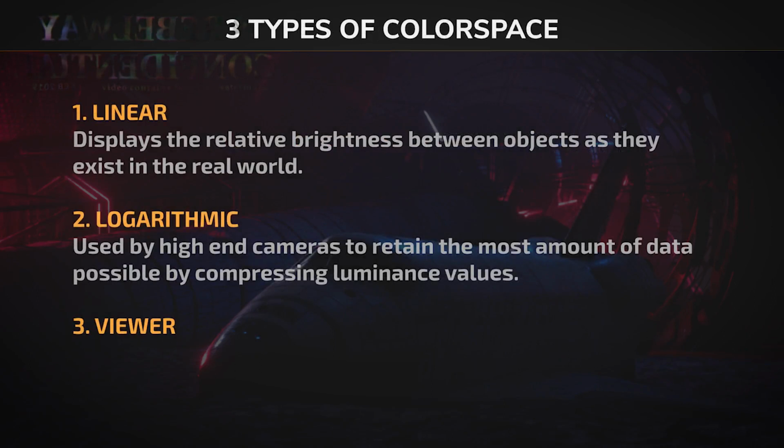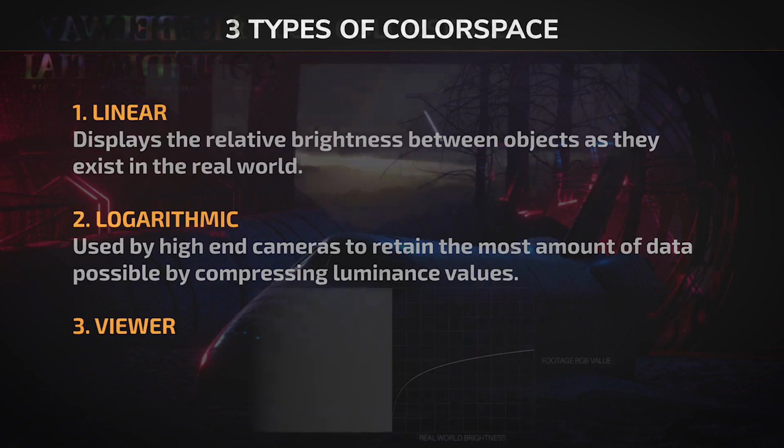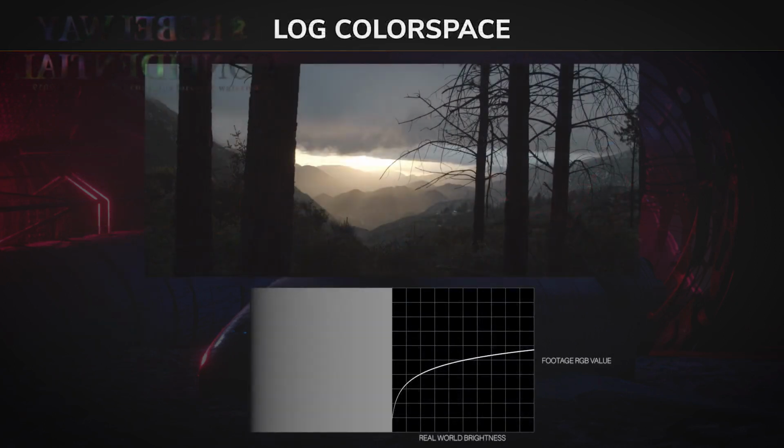So a logarithmic color space, aka a log color space, is used by high-end cameras to retain the most amount of data possible. They do this by compressing the luminance values very tightly, typically between the values of 0.1 to 0.7 if you were to sample it. This makes the relative luminance data not accurate to the real world. When they're recording with these cameras, they're trying to get the most amount of dynamic range in their image as possible, so they're flattening all of these values.